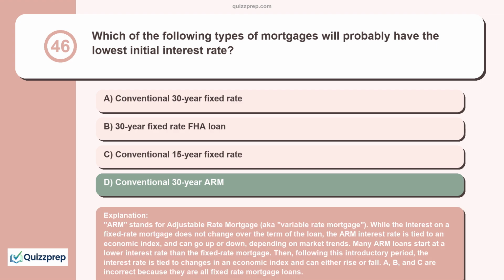ARM stands for adjustable rate mortgage, aka variable rate mortgage. While the interest on a fixed-rate mortgage does not change over the term of the loan, the ARM interest rate is tied to an economic index and can go up or down, depending on market trends. Many ARM loans start at a lower interest rate than the fixed-rate mortgage. Then, following this introductory period, the interest rate is tied to changes in an economic index and can either rise or fall. A, B, and C are incorrect because they are all fixed-rate mortgage loans.